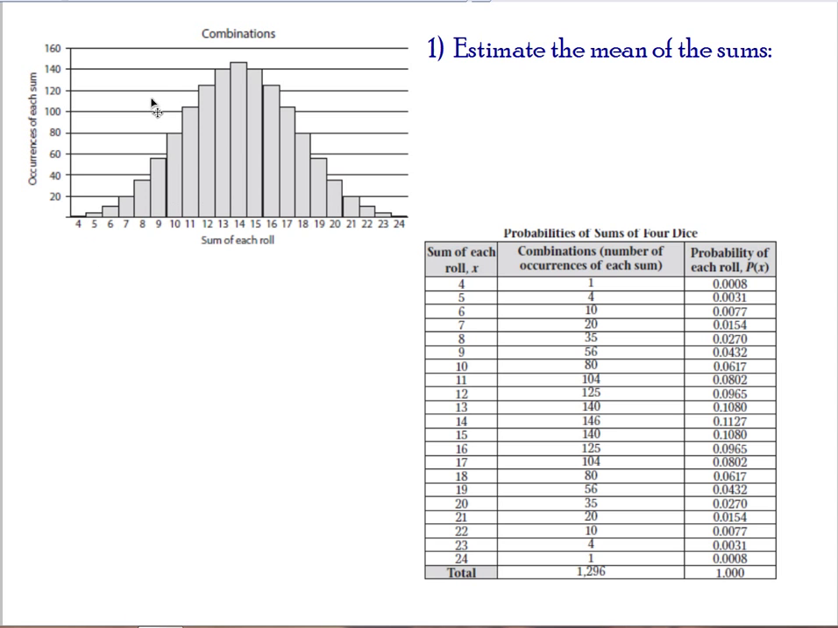If I were looking at this, what looks like a normal distribution, and I was asked to estimate the mean, where would we look? Well, in a normal distribution, in a normal curve, the mean is smack dab in the middle. So I would probably estimate a mean of 14.